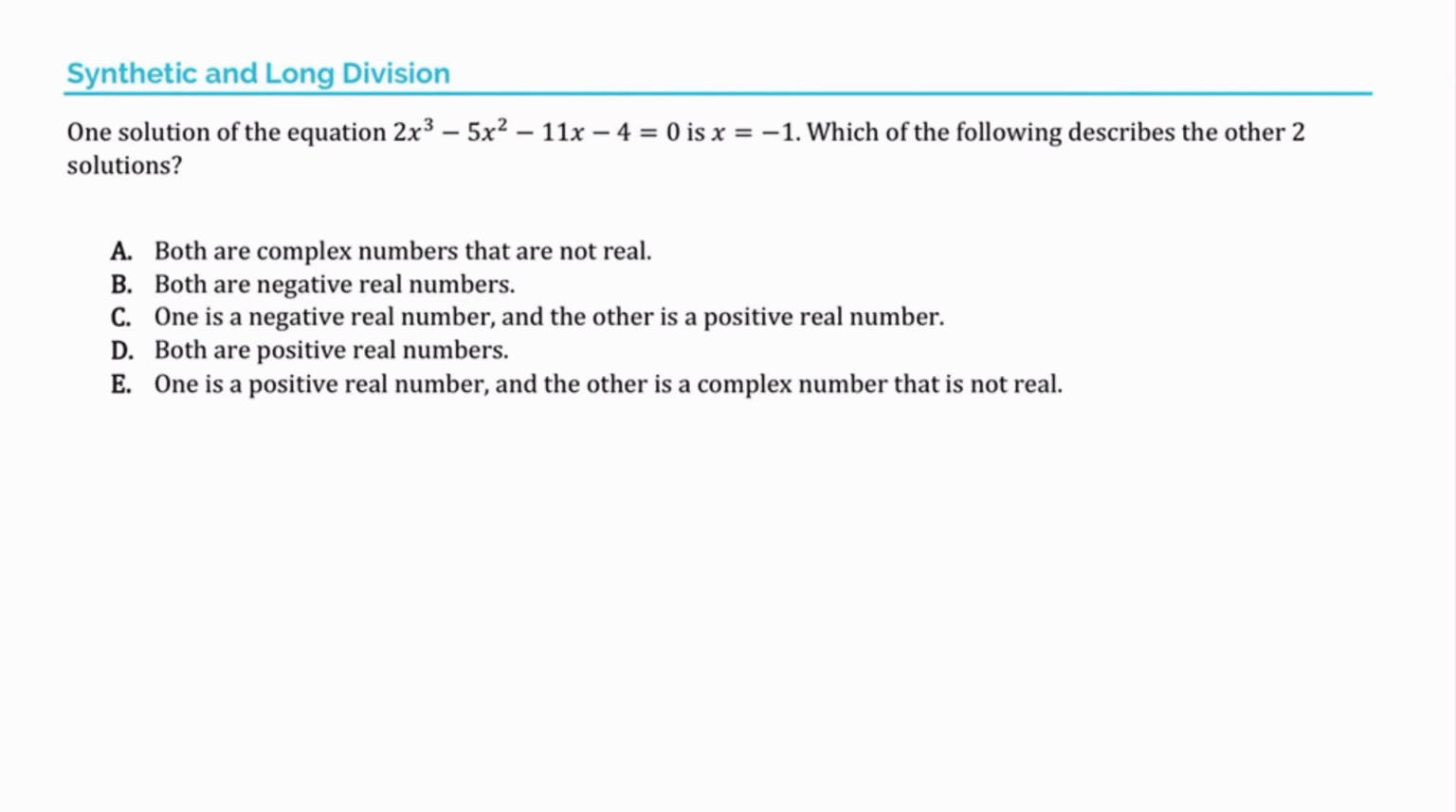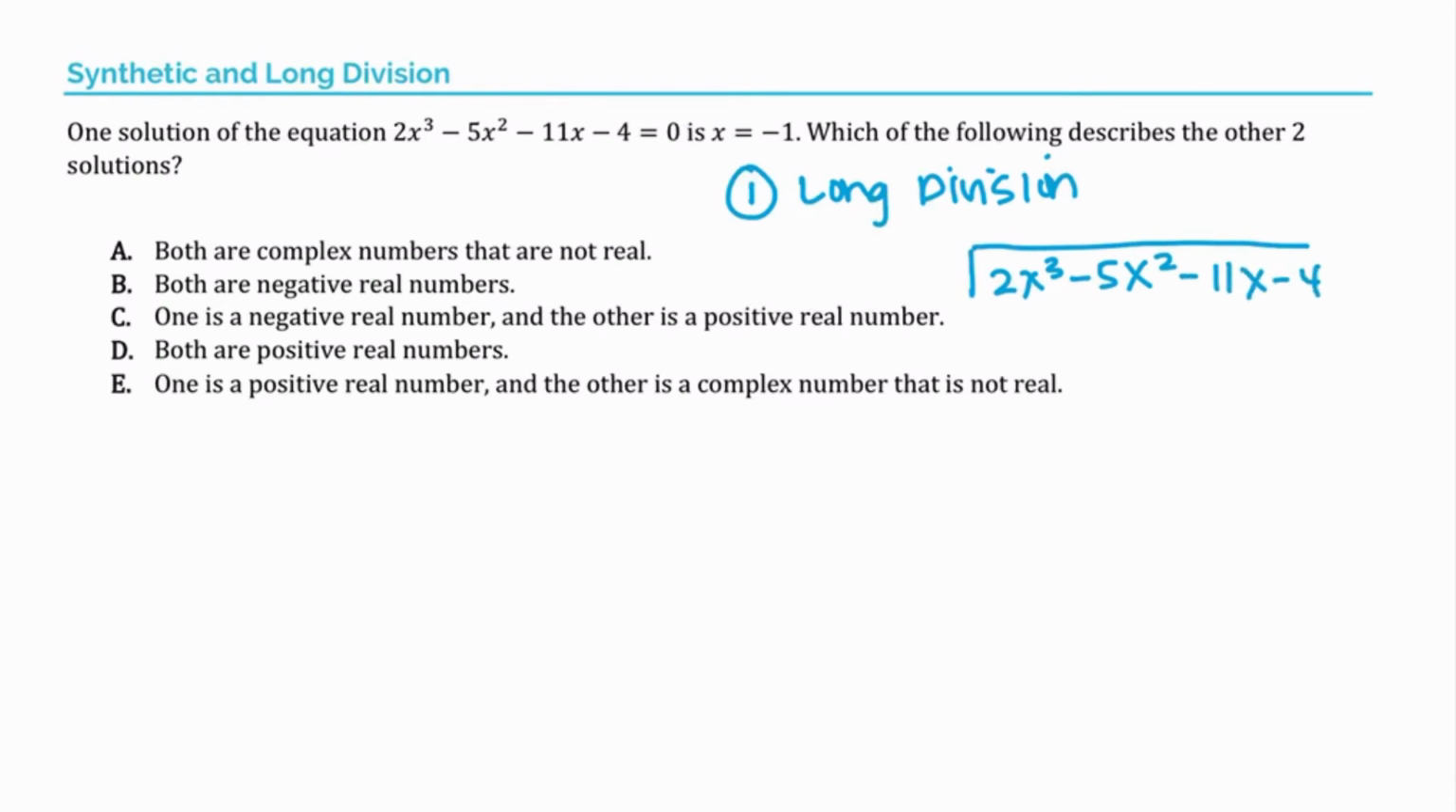Okay, so next we're going to look at a question that you could solve with long division, but I'm going to show you how to solve it with synthetic division. It says one solution of the equation 2x cubed minus 5x squared minus 11x minus 4 equals 0 is x minus 1. Really quickly, I want to make sure you know what that means. That means that if you use long division, you would set it up as 2x cubed minus 5x squared minus 11x minus 4.